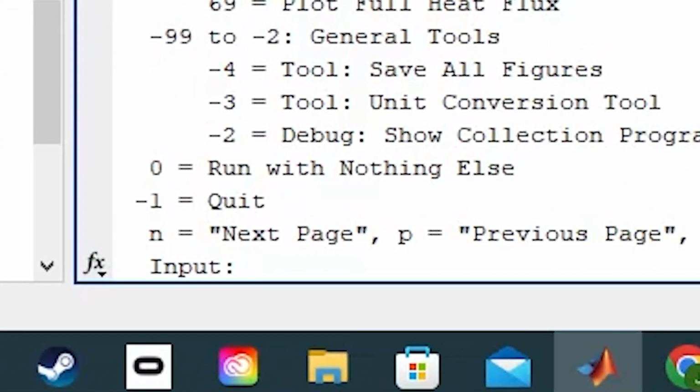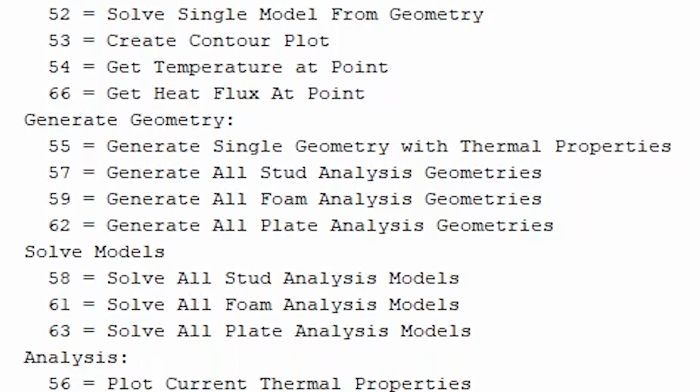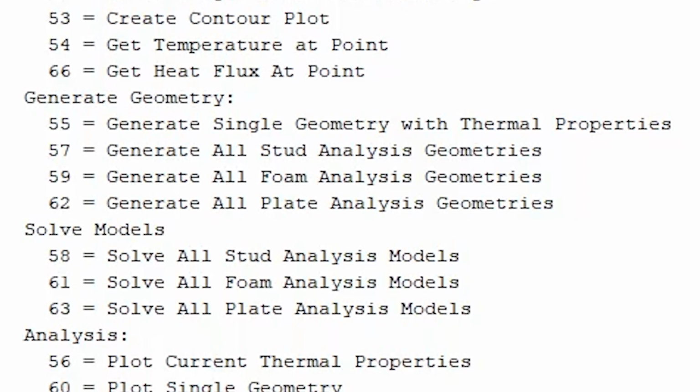-1. This number automatically quits the program if you need to exit. 55. Generates a geometry with thermal properties. If you choose to use 51 instead, the program will only apply one thermal conductivity to the entire geometry, which is likely not what you want. 52 runs a single model from the geometry you have created. Collections 57 through 59 and 61 through 63 are used to queue up and run multiple different geometries. If you're a beginner, you will not find yourself using these collections very often.